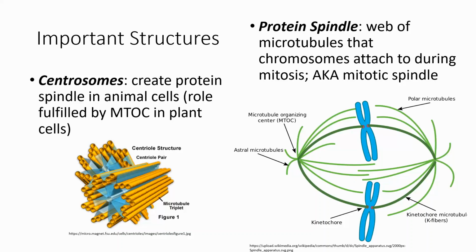The protein spindle is this network of microtubules that spread throughout the cell. They have two major jobs. One, some of them are going to connect to the kinetochores of those chromosomes and work to pull them apart. Then the other fibers of the spindle that are formed help push against each other to start elongating the cell, making it longer. That way, when you have your chromosomes separated, you can split into two different cells.